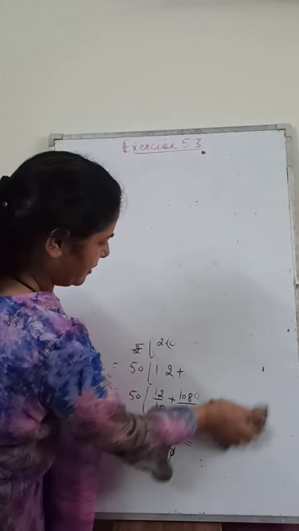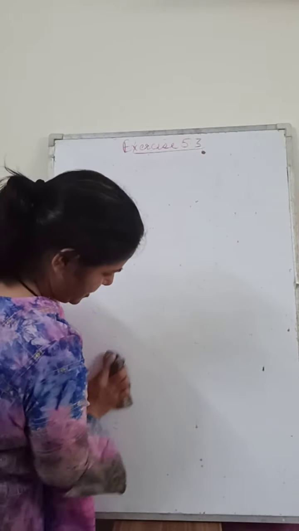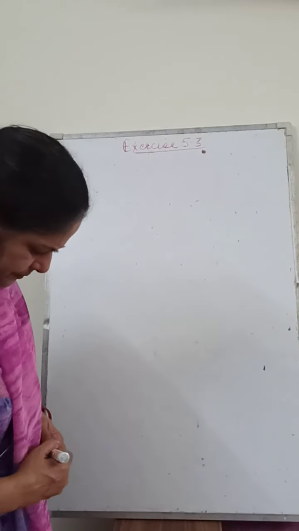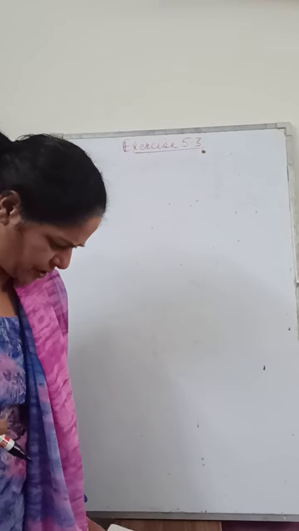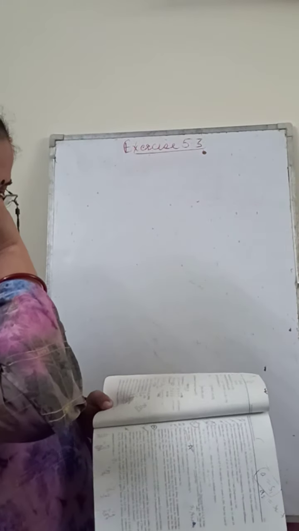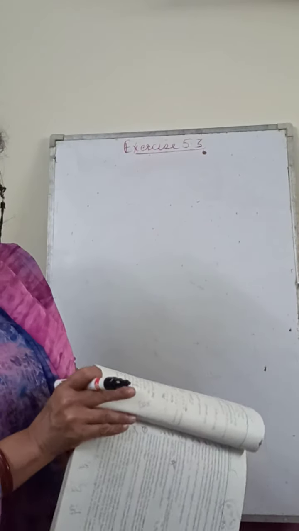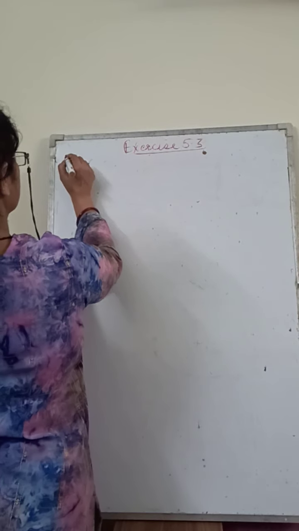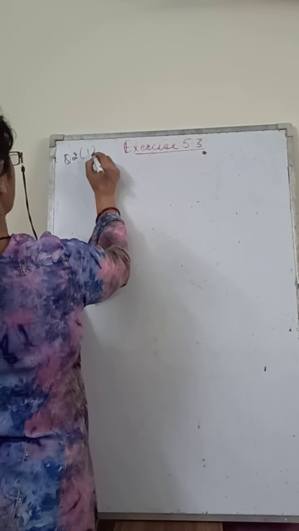Now come to question number 2. I am doing its first part, right? There is a fraction value, no? So that's why it will be different. Find the sum. This question number 2, I am doing its first part.